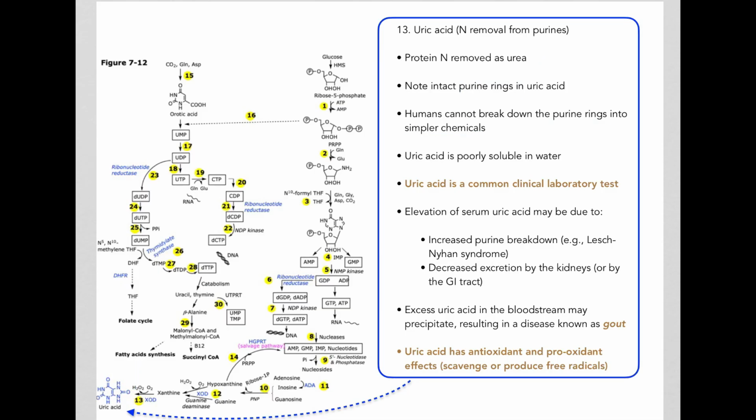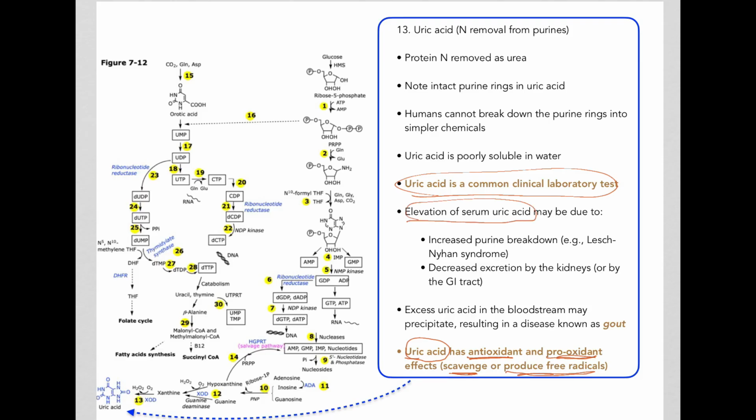As we mentioned earlier, the importance of reactive oxygen species in diseases, it's interesting to note that uric acid has antioxidant effects, that means it can scavenge free radicals, which is good, but it also has pro-oxidant effects. That means it can actually produce free radicals, which is bad. So uric acid has both good as well as bad effects when it comes to oxidative stress. Now, uric acid is a common, routine clinical chemistry test.